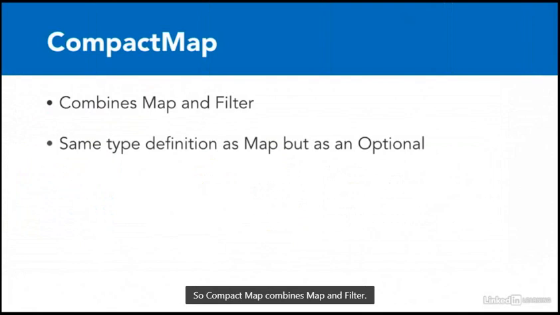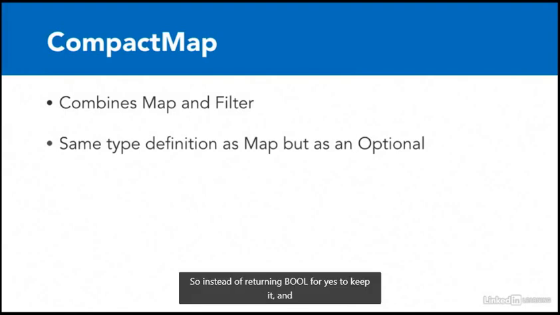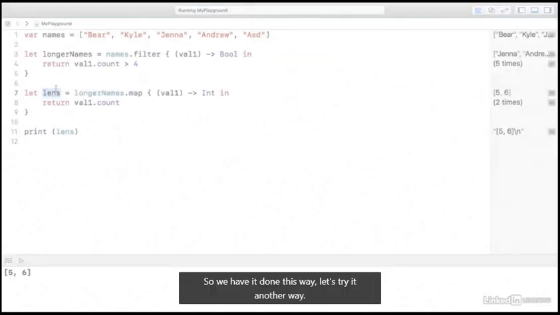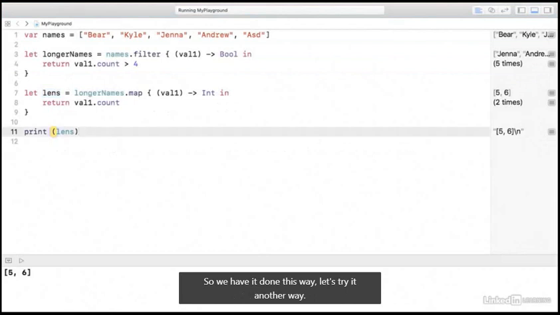So compactMap combines map and filter. It's very much the same as a map, but it returns an optional. So instead of returning bool for yes to keep it and false to filter it out, you're going to return an optional. You're going to return the value to keep it and nil to filter it out. So let's look at that. We have it done this way. Let's try it another way.